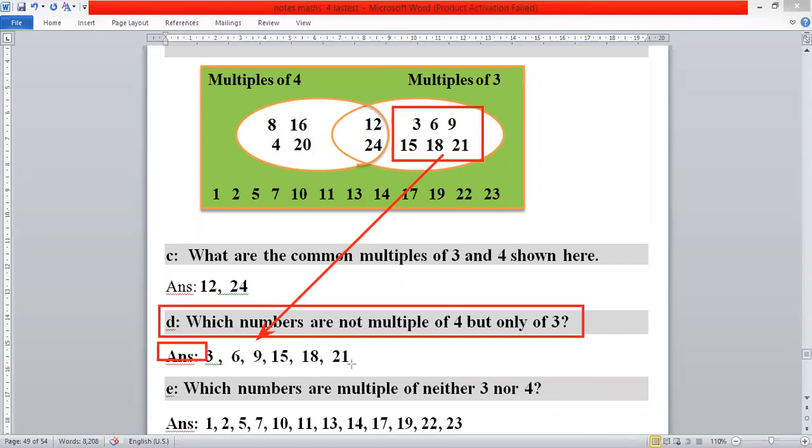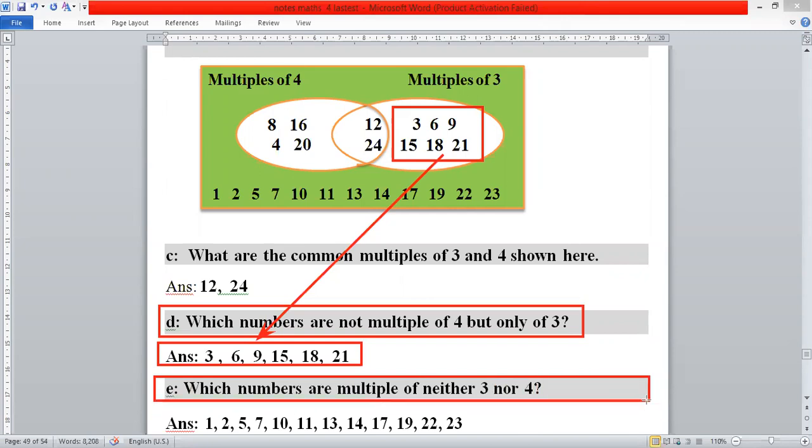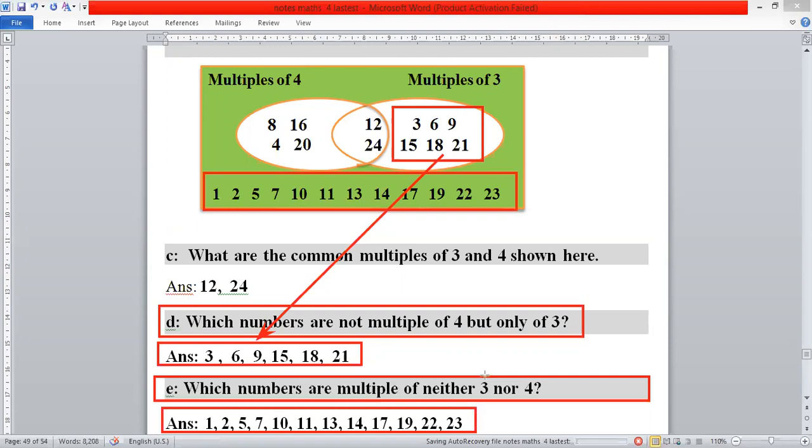Similarly, statement E, the question is: which numbers are multiples of neither 3 nor 4? So these numbers: 1, 2, 5, 7, 10, 11, 13, 14, 17, 19, 22, 23. These numbers are neither multiples of 3 nor multiples of 4.